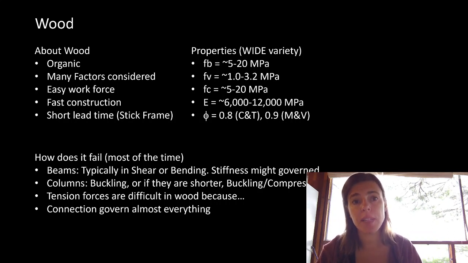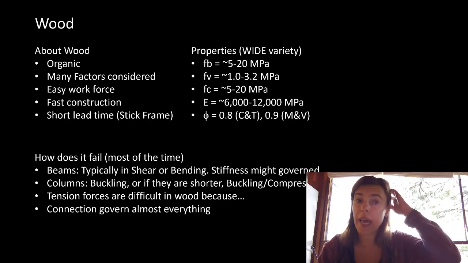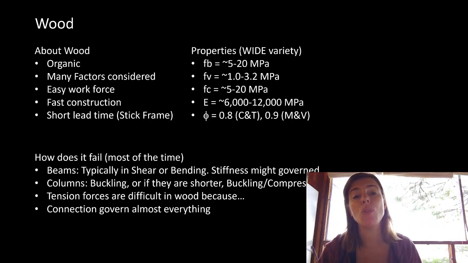E, which is the stiffness factor or the stiffness of the material, varies from 6,000 to 12,000 MPa. Remember, again, steel was 200,000 MPa. And the reduction factor varies depending on what we're talking about with wood. For compression and tension, it's 0.8, and for bending and shear, it's 0.9.